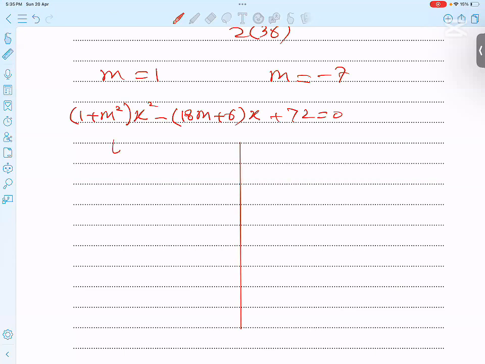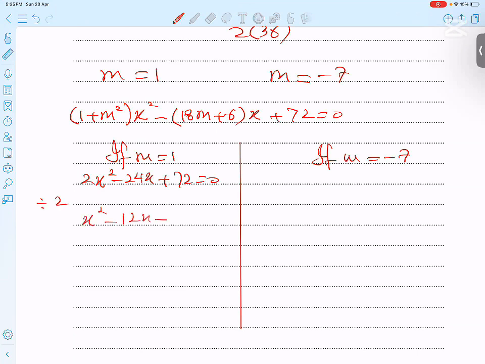I have two choices: m equals 1 and m equals negative 7. So 1 comes here and here. I got 2x to the power 2 and 18 plus 6, 24. Hold on, let me check again. Yeah, okay. Now divided by 2, I got x squared.